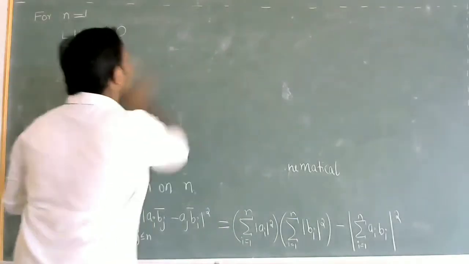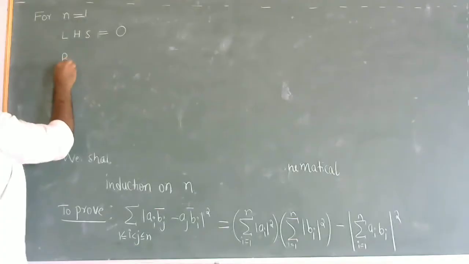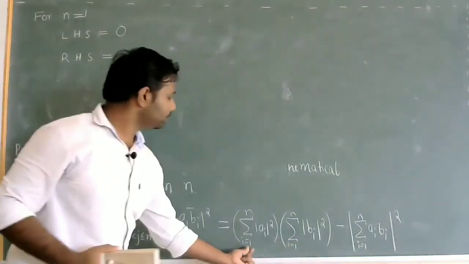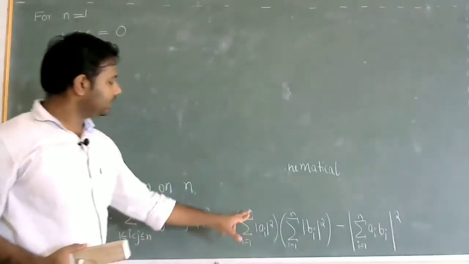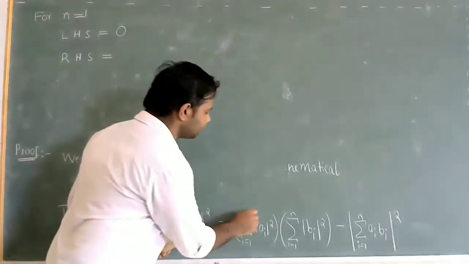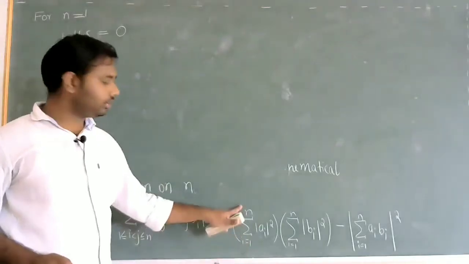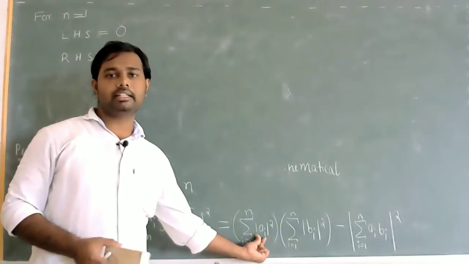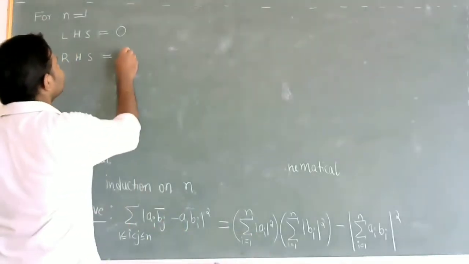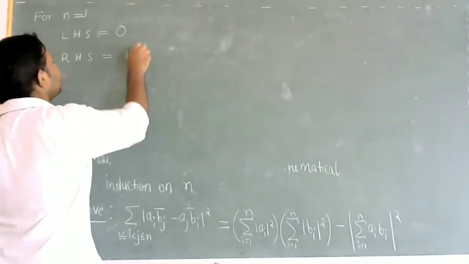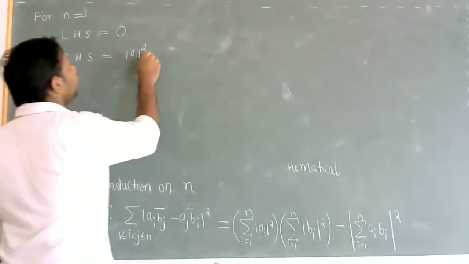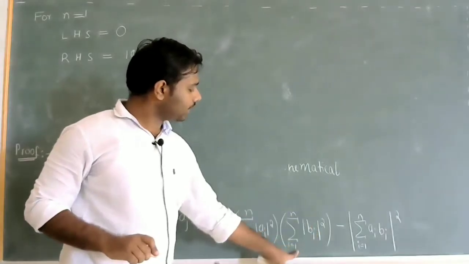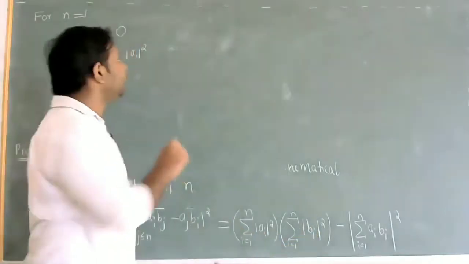Now what about the right hand side? Right hand side is this one. So put n is equal to 1. So this summation runs from 1 to n, so then in that case this summation contains only one term. So what is that? It is modulus of a1 whole square into. Here also if I put n is equal to 1, so i runs from 1 to 1. That means only one term.